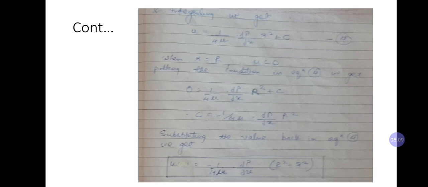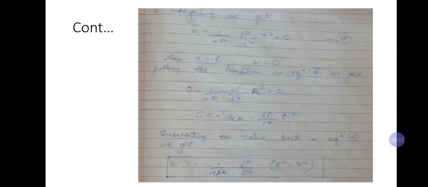So we have du, so we will integrate it and then finally we get the equation of u, where velocity is represented with u and not v. So we'll get the equation of u, which is 1 upon 4 mu del p by del x r square plus c. C is the constant of integration.